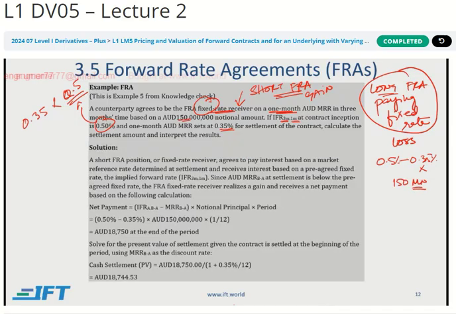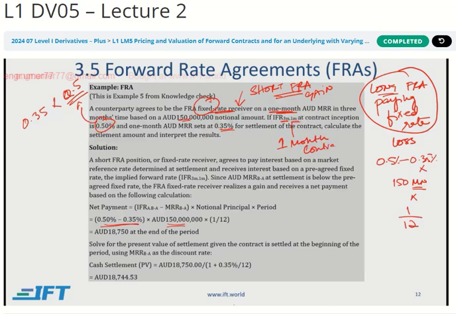Anyways, let's look at the solution here. So that is exactly what they've done. They've taken the difference of 0.5 minus 0.35 and they've multiplied it with 150 million dollars, and they've also multiplied it with 1 over 12 because this is a 1 month contract, not for the whole year.